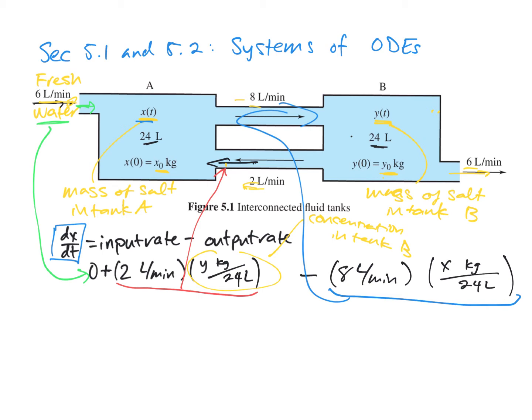So let's simplify this a little bit. We've got dx dt equals 1/12 y minus 8 over 24, which is 1/3 x.